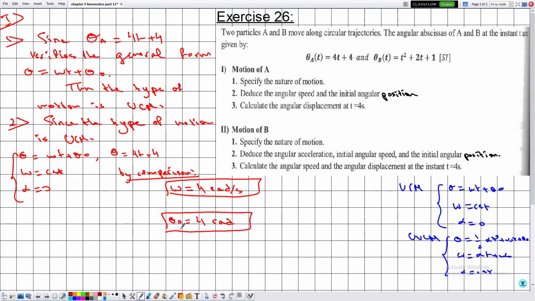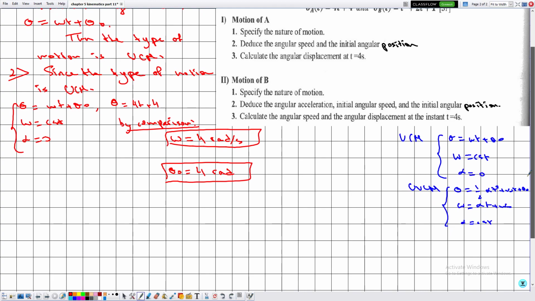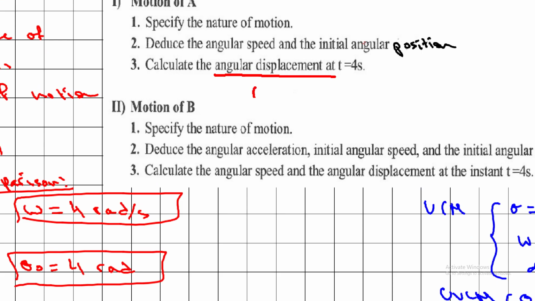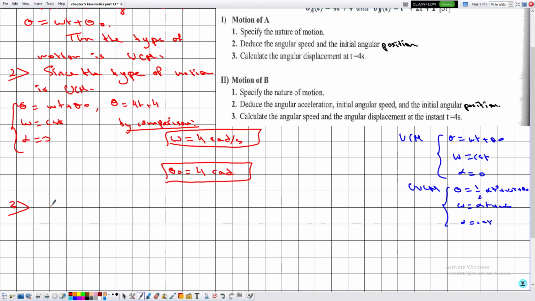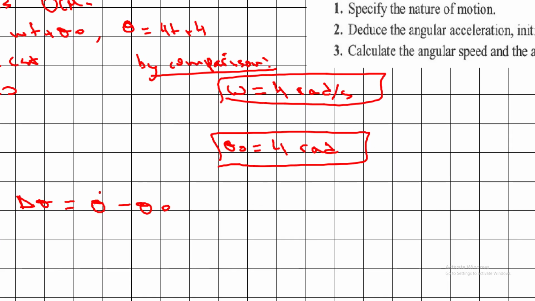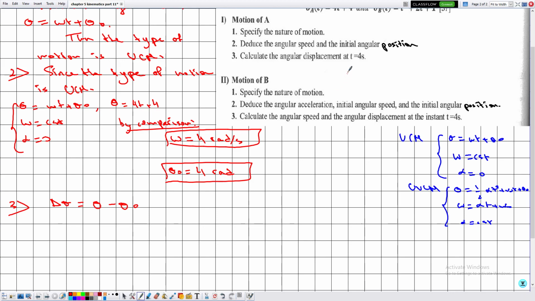Okay, now number 3, they are telling me to calculate the angular displacement. By angular displacement they mean delta theta. So delta theta is equal to theta minus theta 0. This theta is computed at the instant t equal to 4 seconds. So this is equal to theta at t equal to 4 seconds minus theta 0.